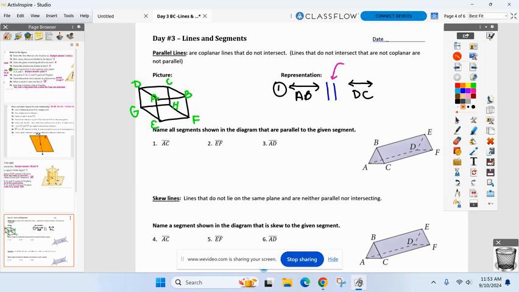Colin, we good? Can you just put your compass away for me? You don't need that until Friday.